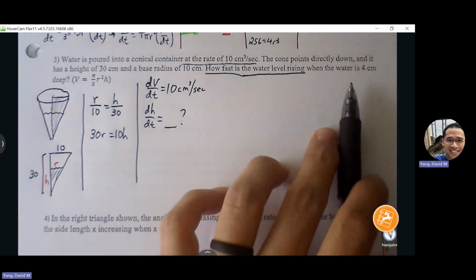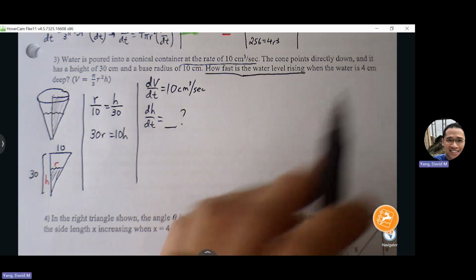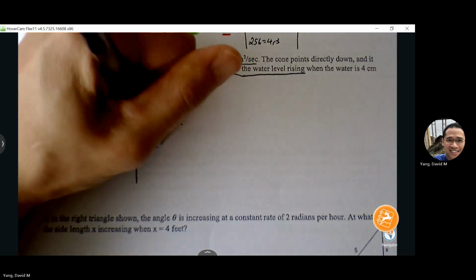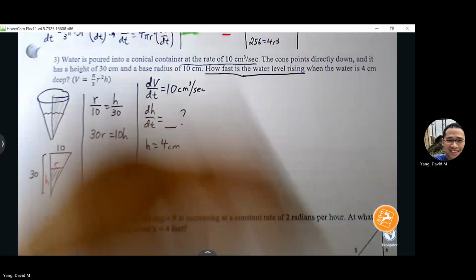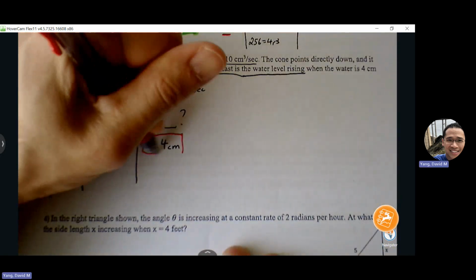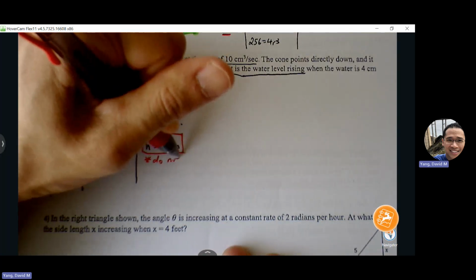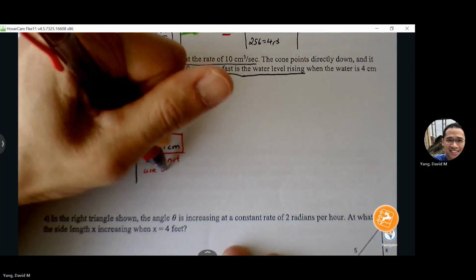When the water is 4 centimeters deep, that's just what? H. Yeah. We have to be careful here, because this 4 centimeters is not going to be used at all until the end. So do not use it until the end.